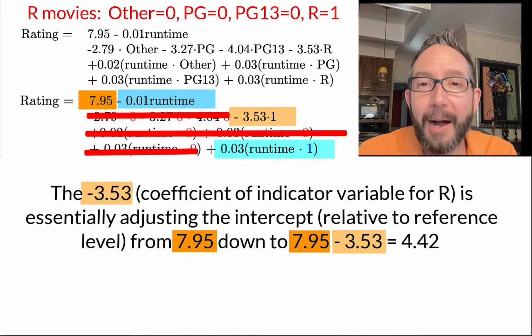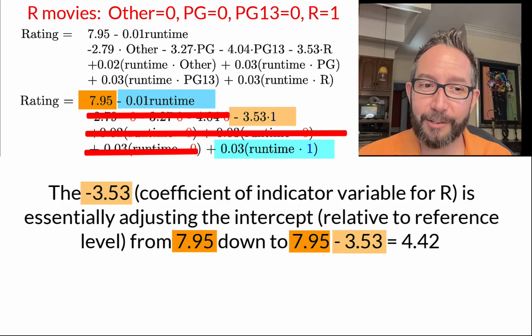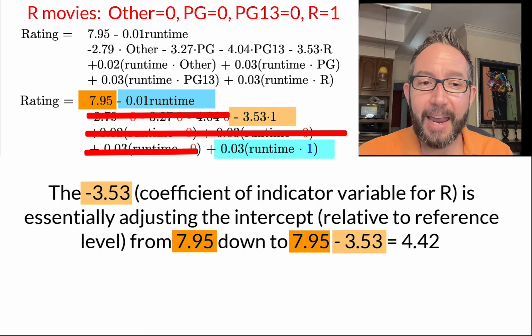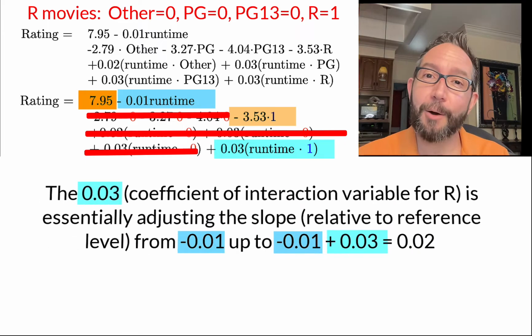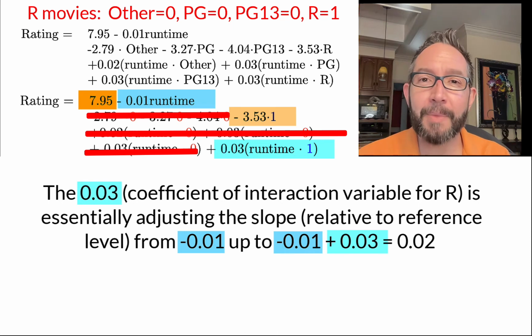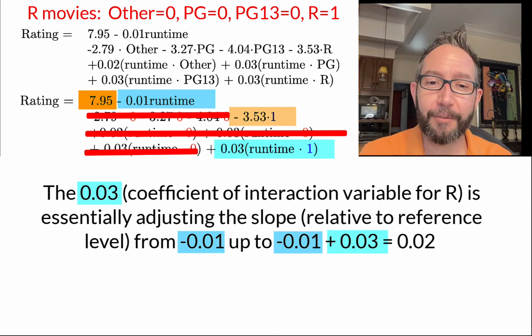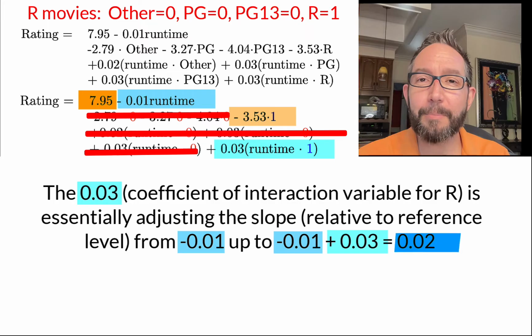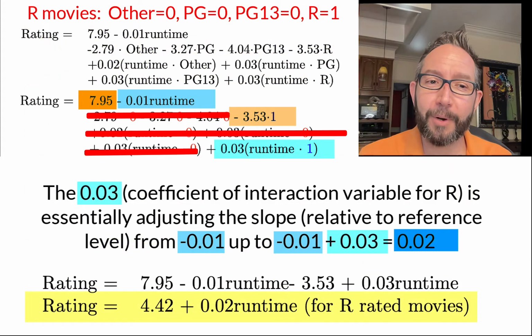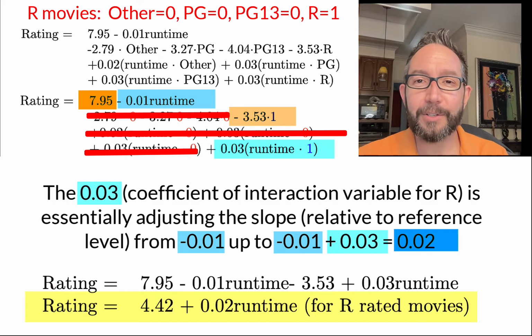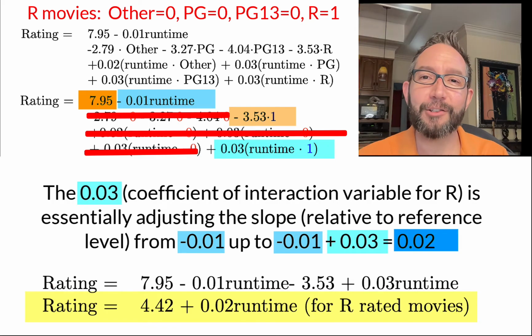So when we combine our two terms that contribute to the intercept, the 7.95 and the 3.53, and subtract them, we get the new intercept for our R-rated movies. And when we combine those coefficients multiplied by runtime, we find that the coefficient of runtime for R-rated movies works out to be 0.02. So R-rated movies get an intercept of 4.42 and a slope of 0.02, and we can see that those coefficients of the indicator variables and the interaction terms are just adjusting the intercepts and adjusting the slopes.